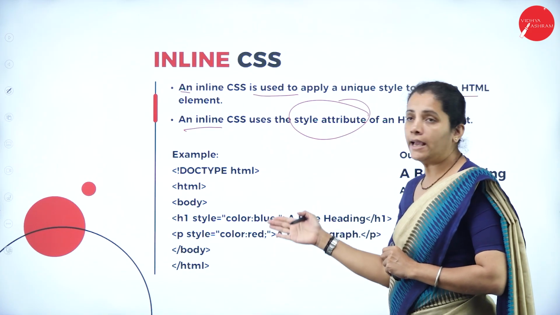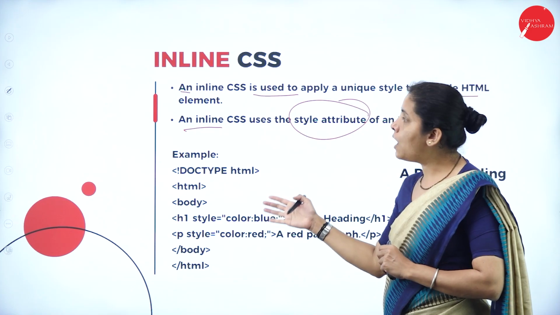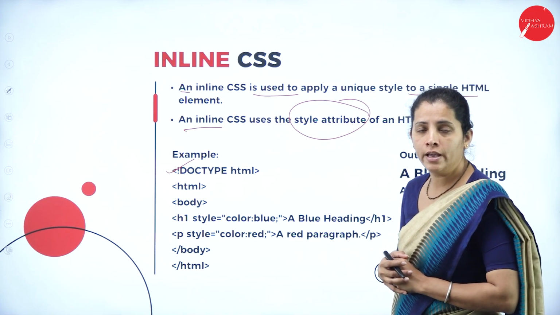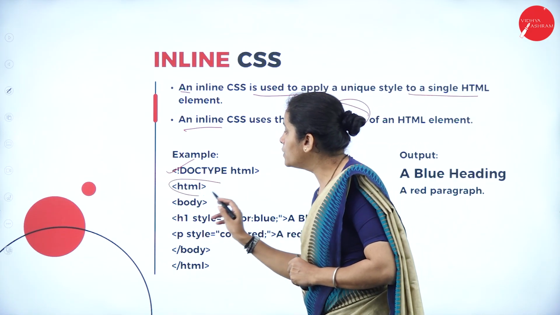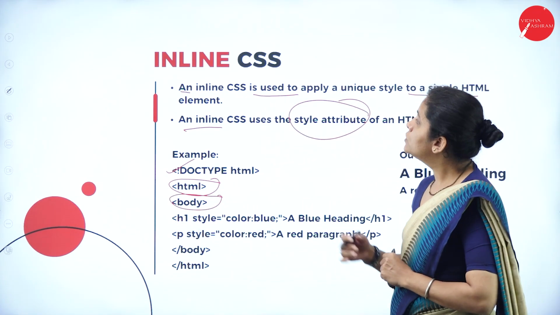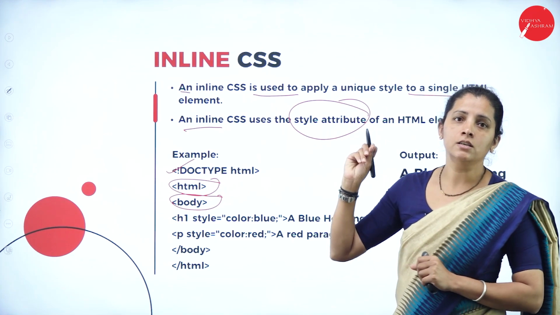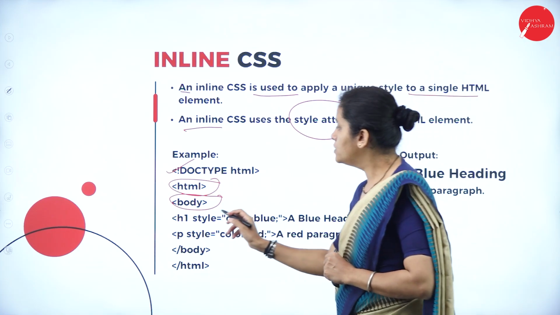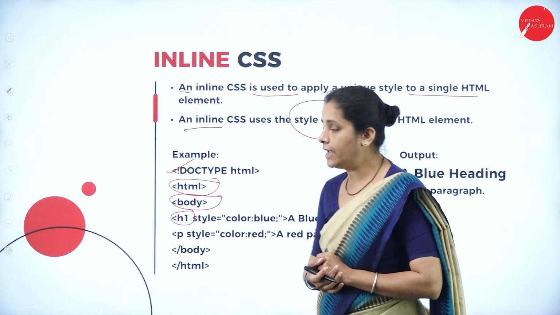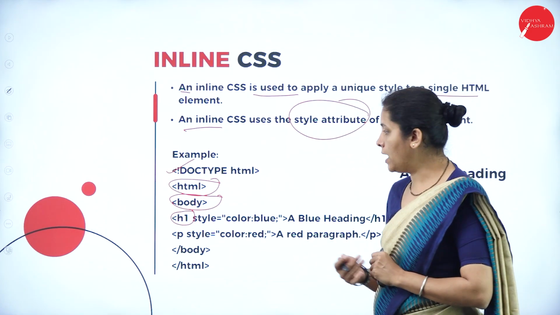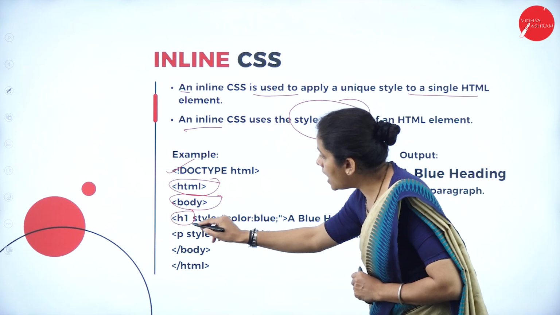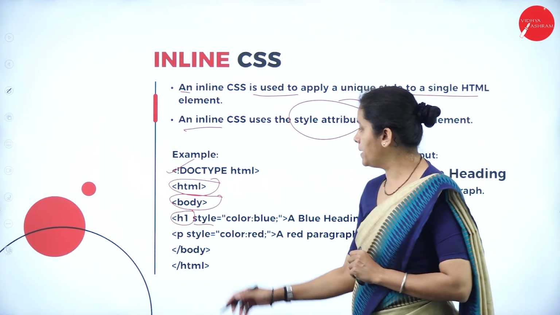See here, with an example, I'm going to discuss how I can use inline CSS. This is mainly used to define the version of HTML, and I'll start with the HTML, and then the body. Inline is mainly used with a single HTML element. So what is my HTML element? That's nothing but the heading tag H1. For this, if I define the style, then it is called inline. So I'll start with the style attribute. What's my attribute name?